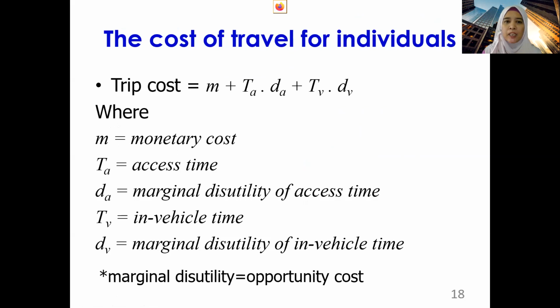Now, M is the monetary cost, the fare, how much you pay for that particular mass transit service. Maybe your ticket, you have to pay for that to use the mass transit. So the monetary cost. One, two, access time. What is that?